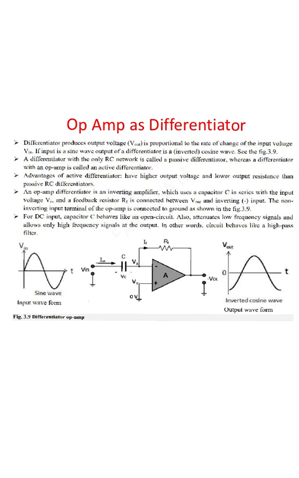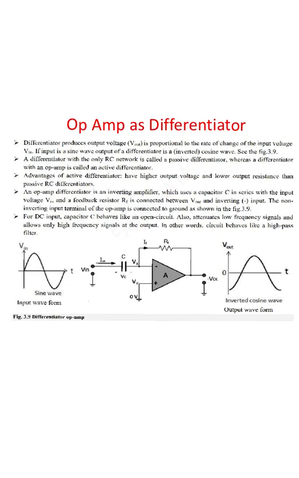The opamp differentiator is an inverting amplifier which uses a capacitor in series with the input voltage V in, and the feedback resistor RF is connected between V output and the inverting input. The non-inverting input terminal of the opamp is connected to ground.